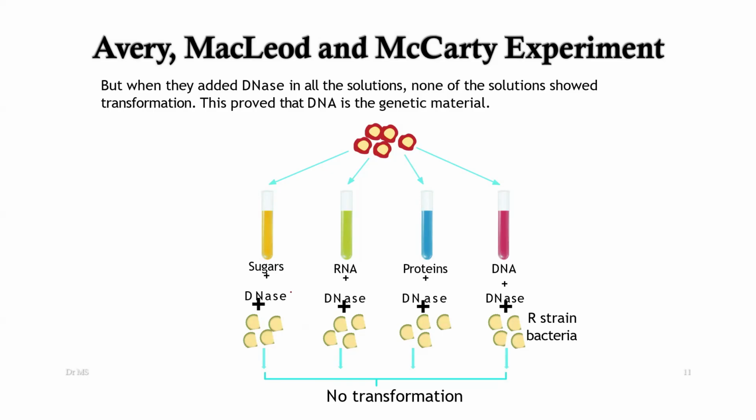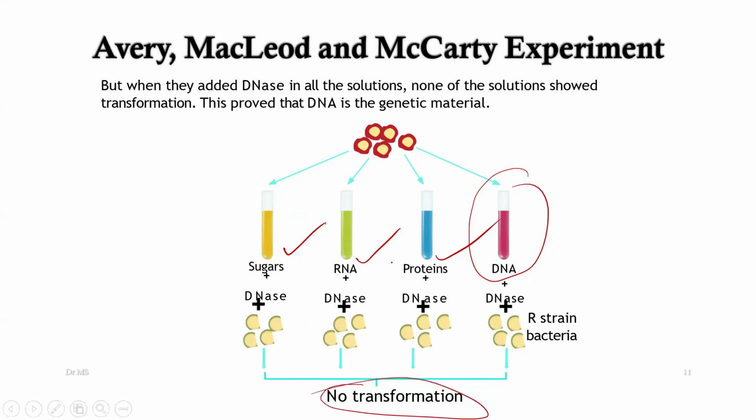Now I'll put DNase in all the test tubes containing DNA, but I'll keep the sugar intact, RNA intact, protein intact. I'm not digesting the proteins or RNA or sugar, but I'm only digesting the DNA if any test tube contains DNA. Then I understood that once I added the DNase, there is no transformation at all in any test tube. So from that, I concluded that DNA is the definite genetic material. Understood? So they showed this solid evidence that DNA could be the genetic material.